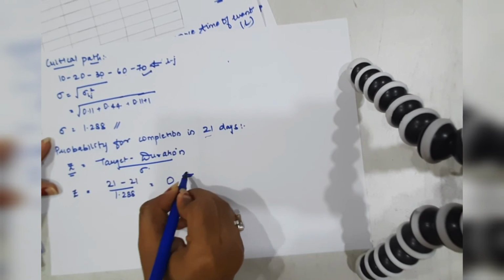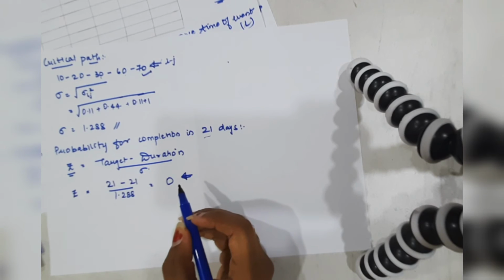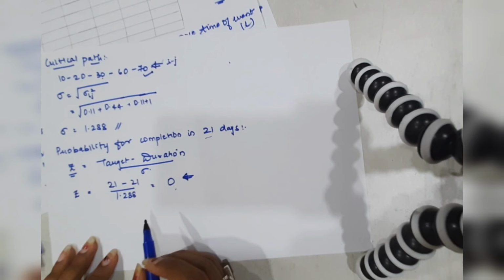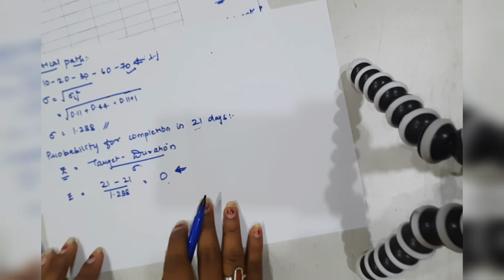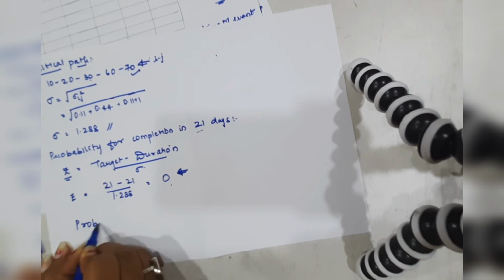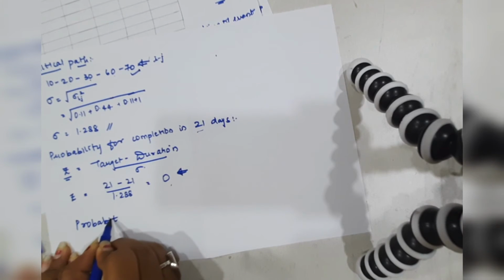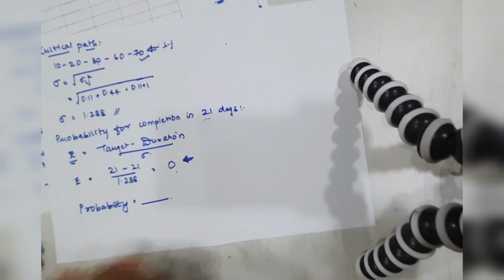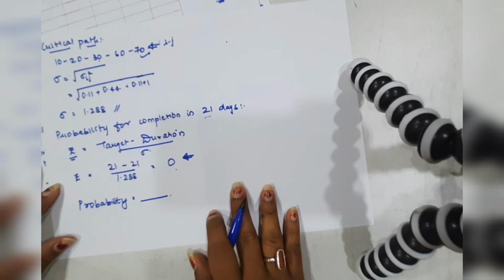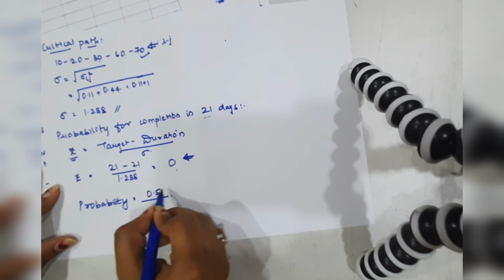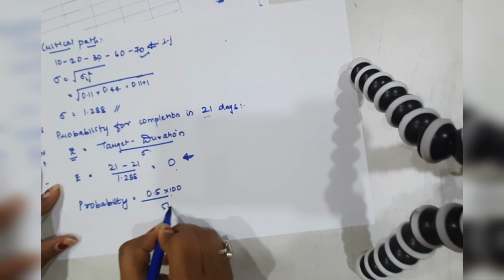Okay, so you need to use a normal distribution table to know at z equal to 0 what the probability value is. So after referring to the table, the value at z equal to 0 would be 0.5 into 100, that is 50%.